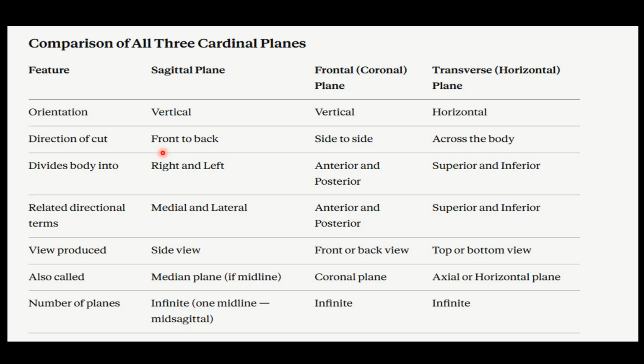Okay, so the next thing is, let's compare all, because with this session we are done with all types of planes. So let's compare them one by one. Here in the first column I have noted down the features like orientation, direction of cut, divides body into, related directional term, view, produced, also called, and number of planes. So one by one we will check all these differences. In the second column we have the sagittal plane, third column the frontal plane, and fourth column the transverse plane. Okay, so orientation: vertical, vertical, horizontal.